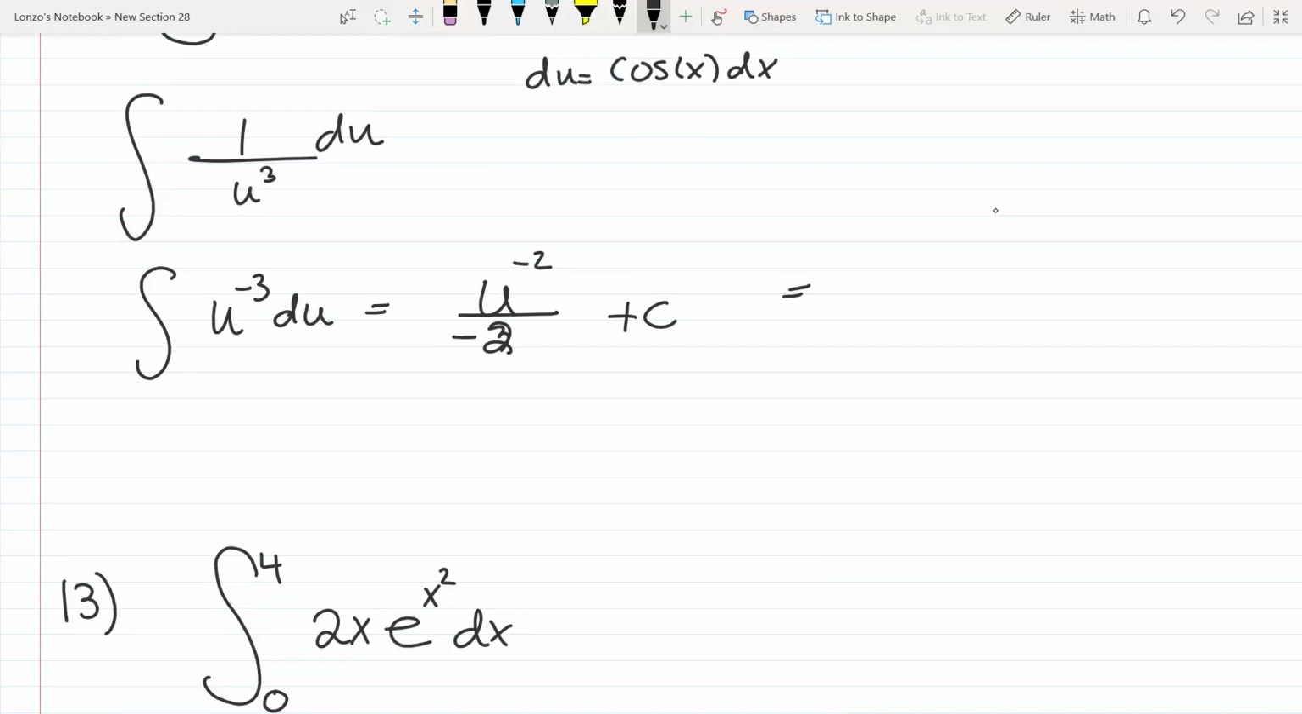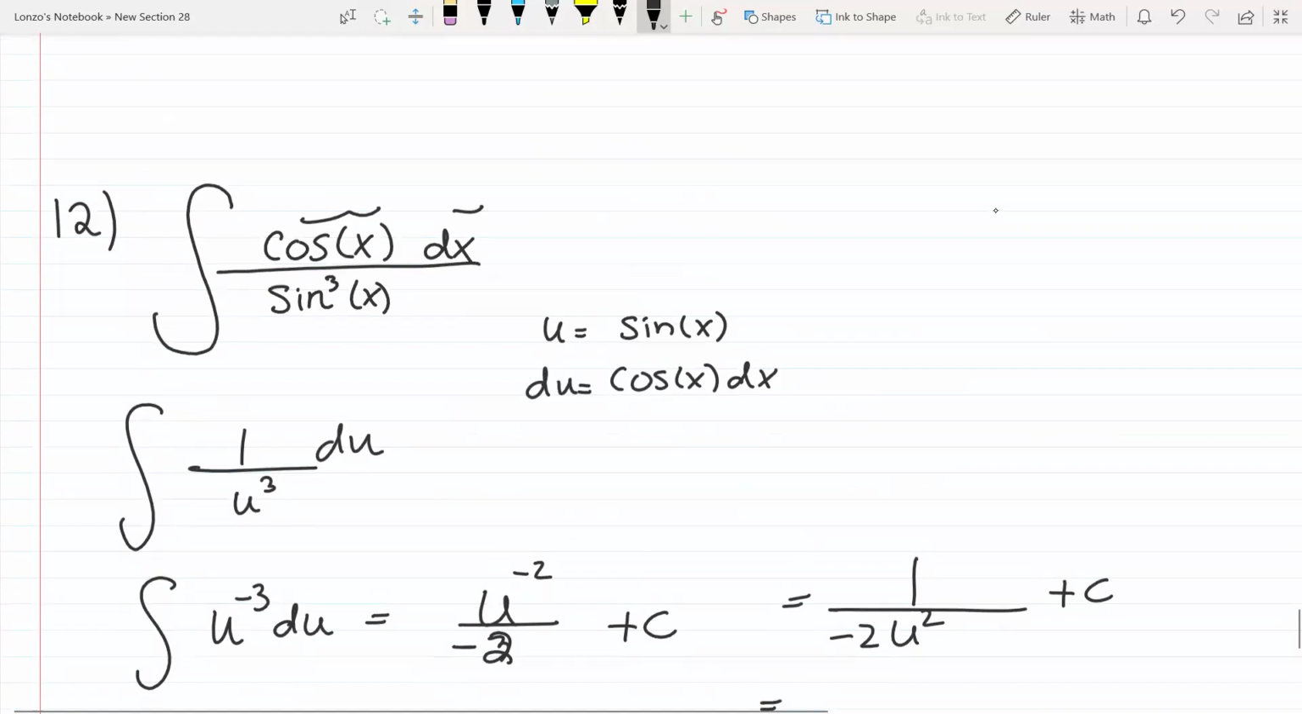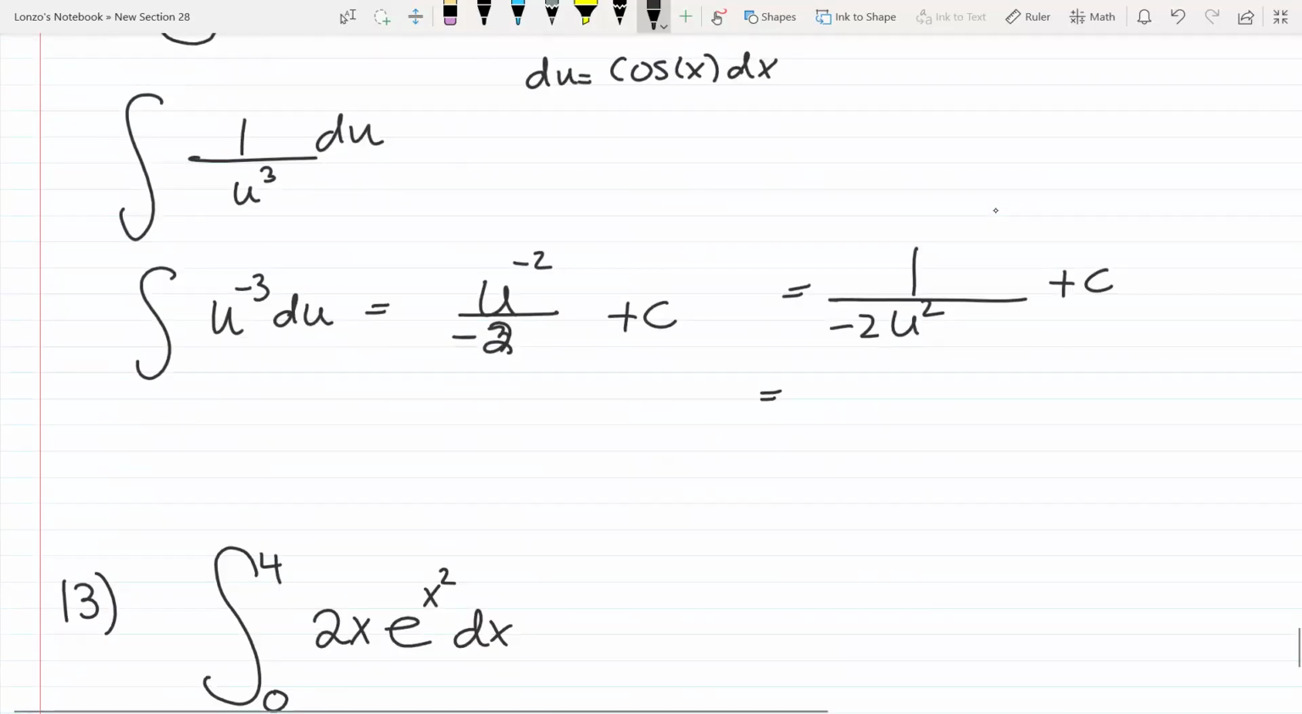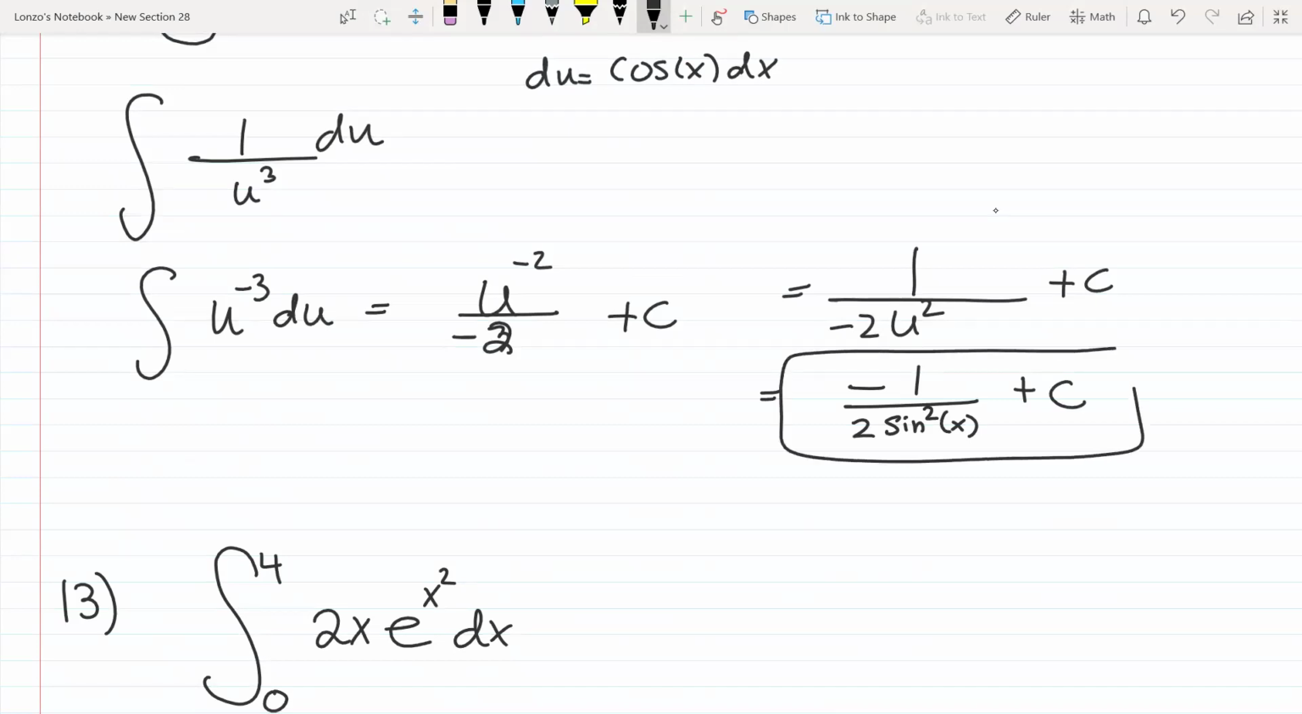We can rewrite this as a positive power, so it'd be -1 over 2, and then this would be u squared plus c. And then finally, what was our u? Sin x. Your final answer could be -1 over 2 sin squared of x plus c. Final answer.